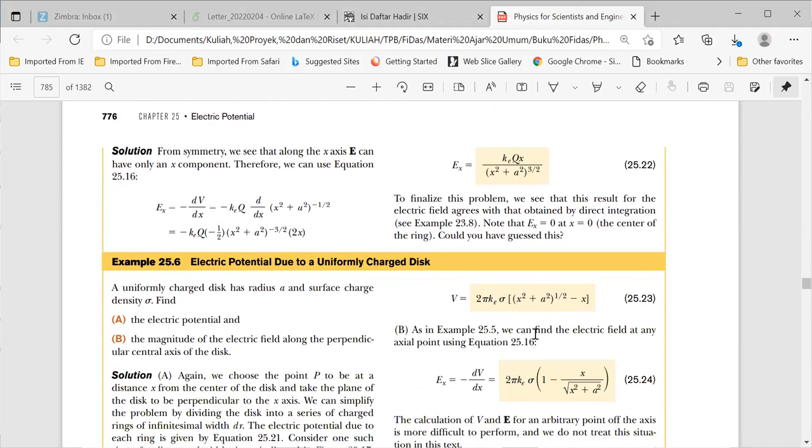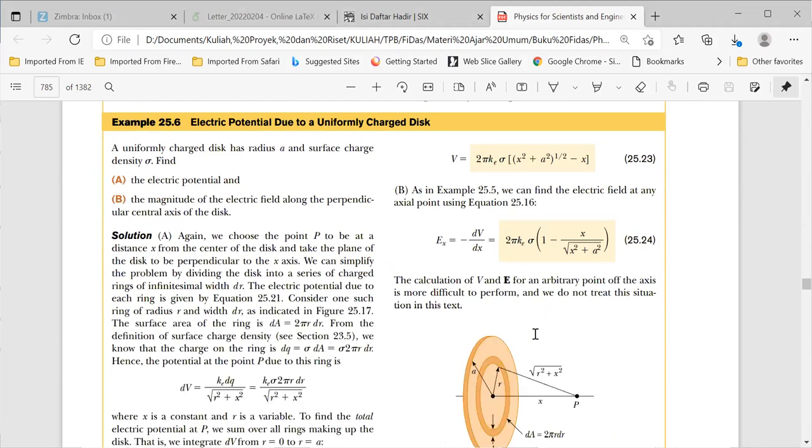Okay, the second question, the second example, which is the last example, is a uniformly charged disk. A uniformly charged disk with radius a and surface charge density sigma. Find the electric potential and the magnitude of the electric field along the perpendicular central axis of the disk.